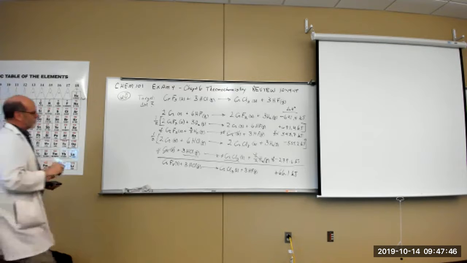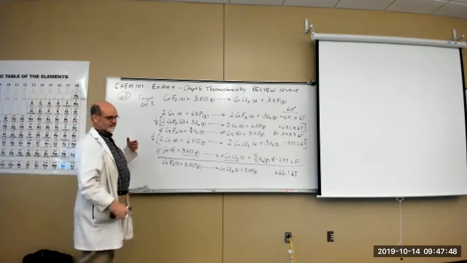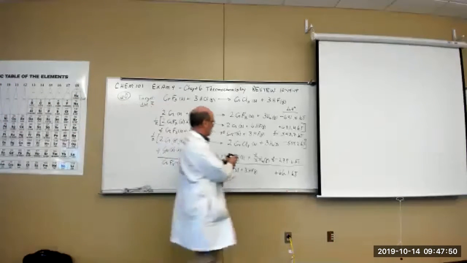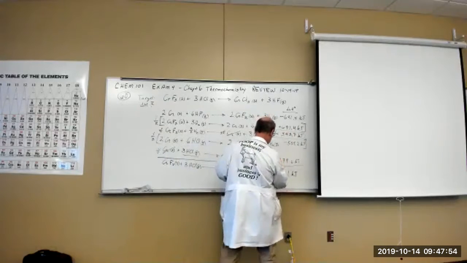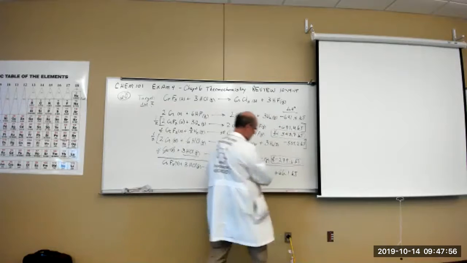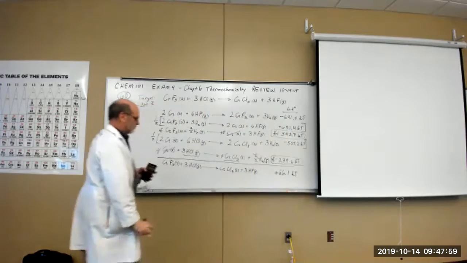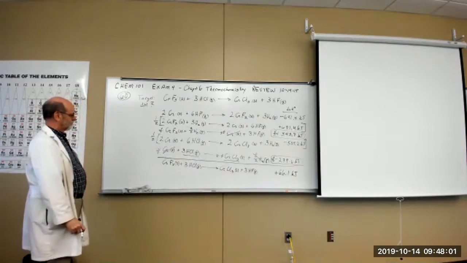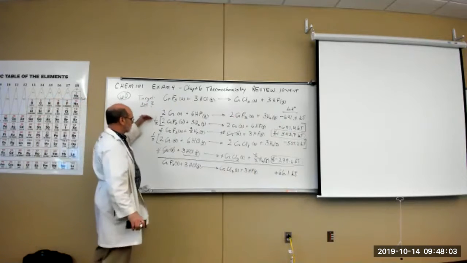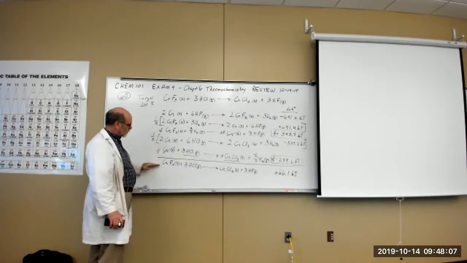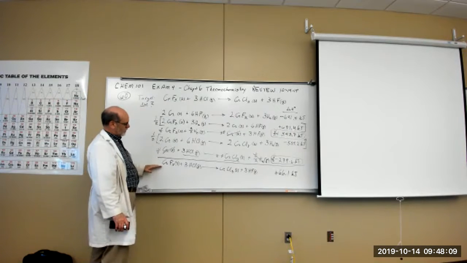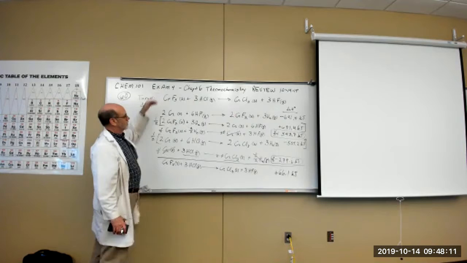Does everybody see that? So for the 66.1 kilojoules, you just added that one up there to the bottom. For this one, we had to flip it and cut it in half. For this one, you just had to cut it in half. And this proves that what we did was correct, because when you add them together, that's what you get. It's your target.